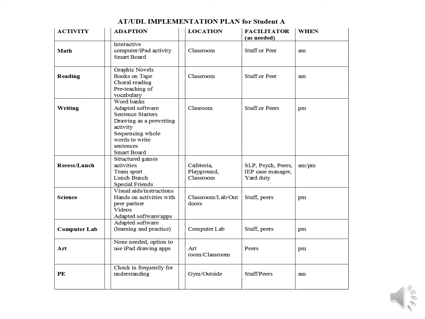This is going to be taking place in the cafeteria, playground, or maybe in the classroom. And the facilitators, as you can see, would be the SLP, psychologist, of course peers, maybe the IEP case manager, and perhaps even the yard duty. So at recess and lunch, this student is going to have support helping him not only with communication, but also helping him participate as independently as possible in meaningful activities with his peers. So that's what the implementation plan would look like for student A.